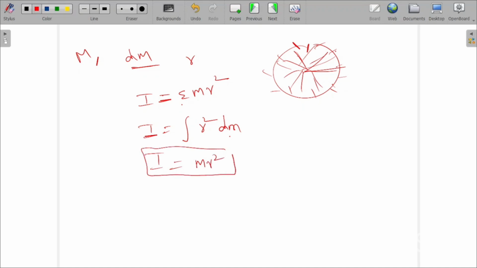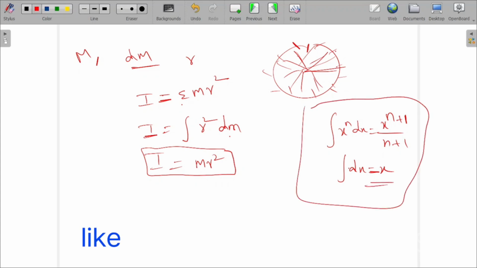So this is about integration. You should learn integration. Integral of x power n dx equals x power n plus 1 by n plus 1. Integral of dx is nothing but x. These two are important, and very much needed to solve these problems. I equals m r square: moment of inertia is mass times the square of the distance from the axis of rotation. That is important: at whatever particle you are taking, that distance only is r square.